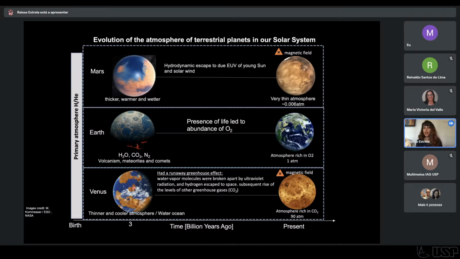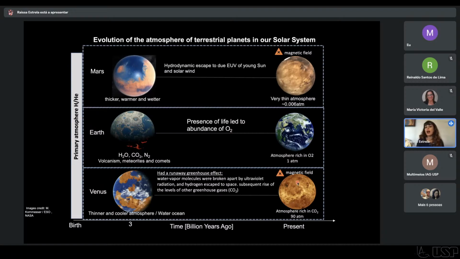Remember that Venus is way closer to the sun than Earth. And hydrogen escaped to space. And subsequently, we had this rise in the level of greenhouse gases on Venus. So when we look into Venus today, we see a planet that is not very welcoming at all. It has this thick atmosphere, very rich in greenhouse gases, and that keeps the planet very warm.